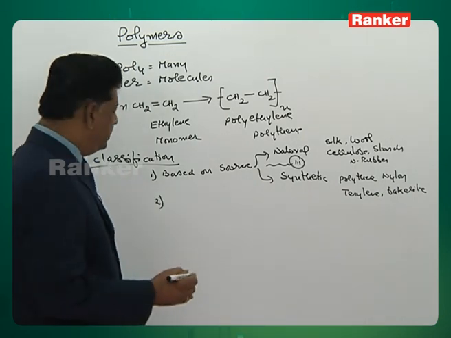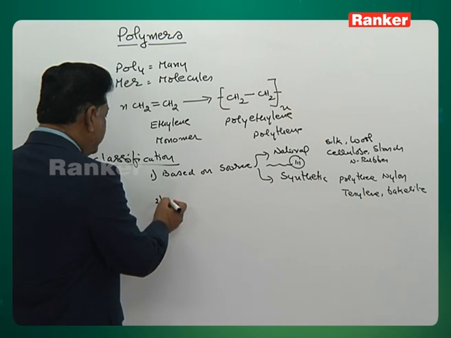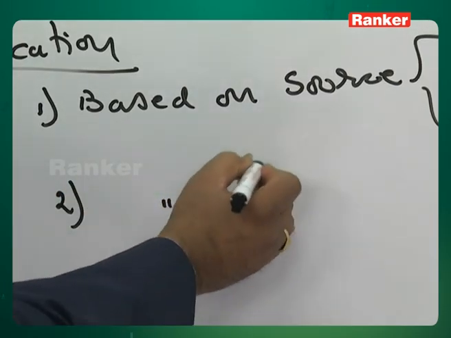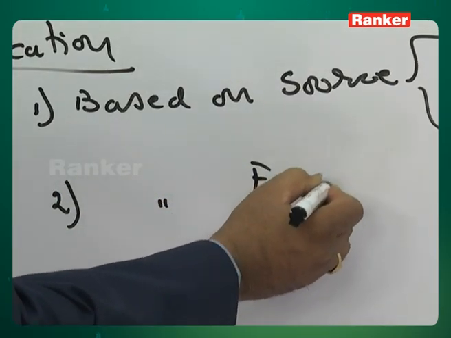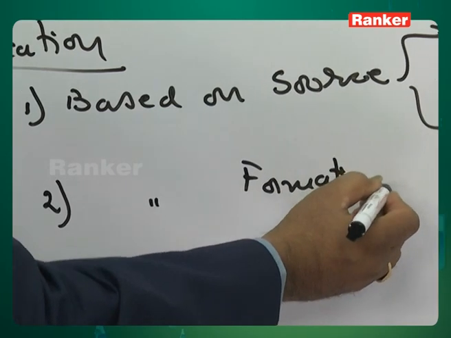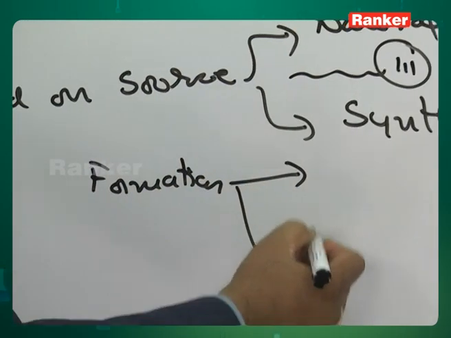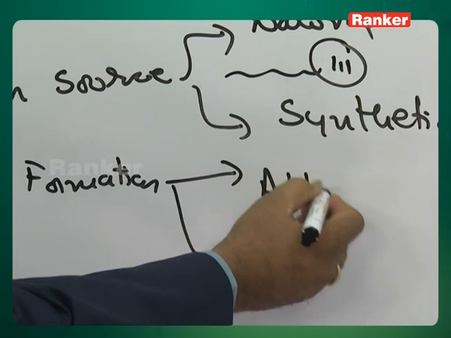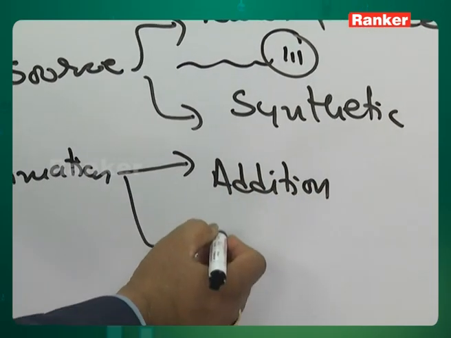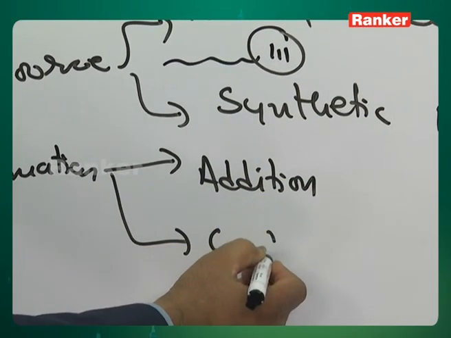Similarly, based on how they are formed, we can also classify them. Based on formation, polymers can be classified into two types: addition polymers and condensation polymers.